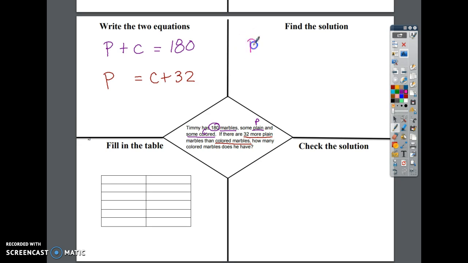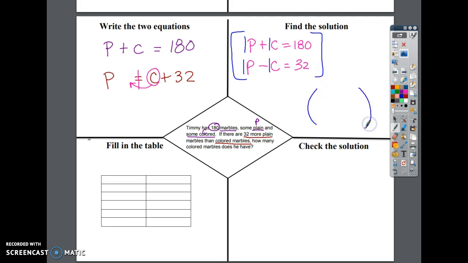Well, the first one's ready. P plus C equals 180. I need the P's first. So this one's P first. The C needs to be moved over. Right? Move it over. So if I move it over, it becomes P minus C equals 32. So now it's ready for matrix. Remember, these are ones, and this is a negative 1. Put it in matrix. Get the solution.